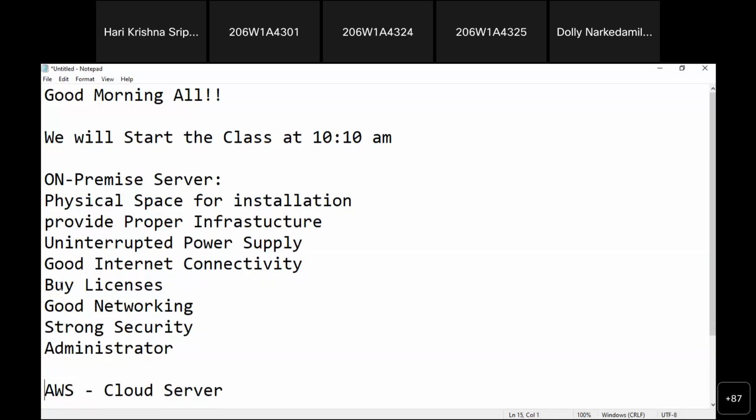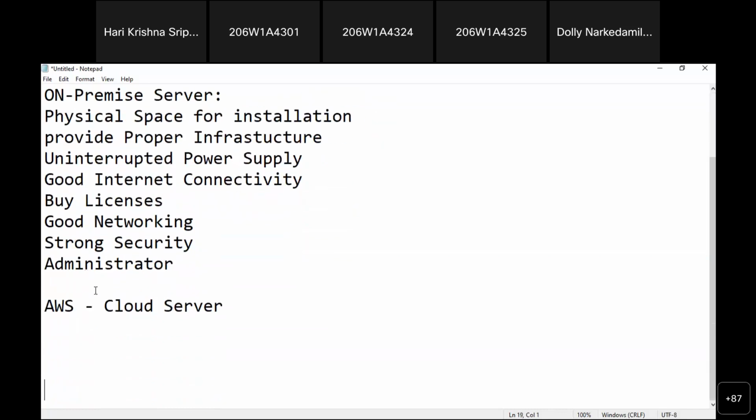Now, if you are buying one server from AWS, we don't call it on-premise, we call it cloud. The cloud might be private, public or hybrid, whichever is suitable for you, and you can buy that particular cloud. Here you can see zero physical space, right?